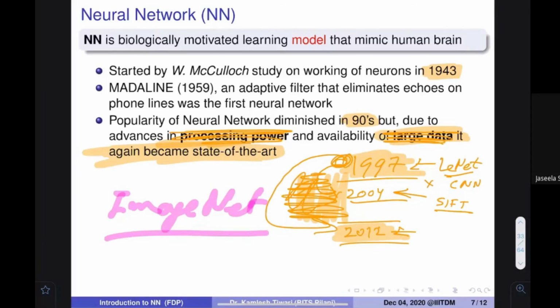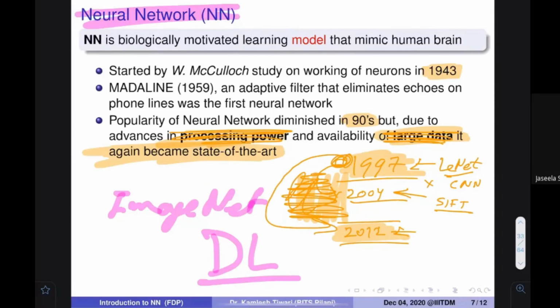So from there, neural networks started again. People thought they could do all these things, and after that, people talk these days about deep learning. Deep learning means that we use neural networks very deep. And nowadays, as I present this to you, you may have heard about AlphaFold.